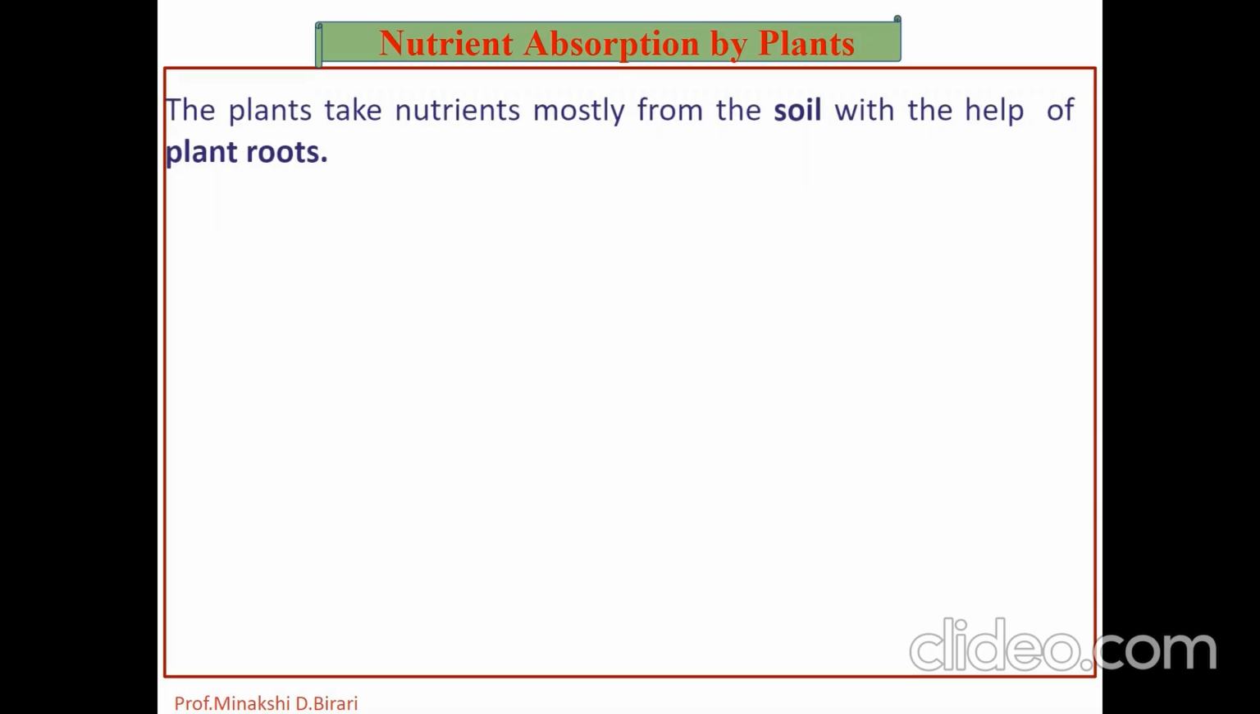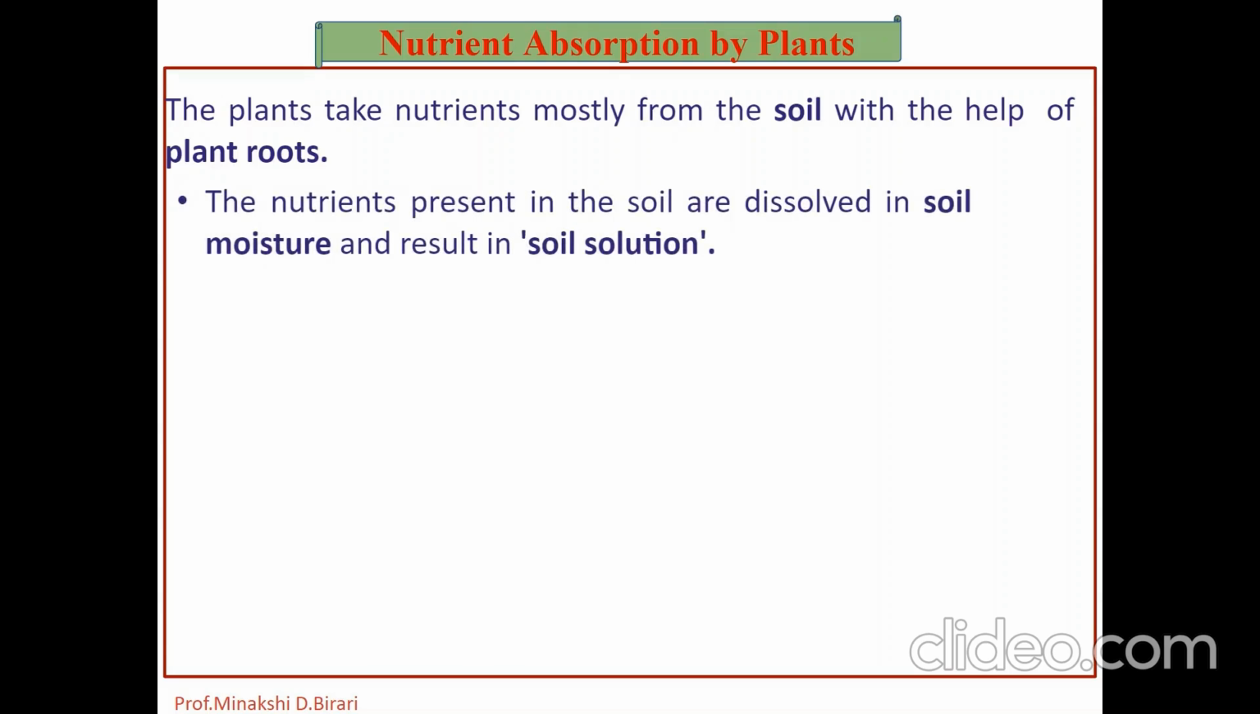The plants take nutrients mostly from the soil with the help of plant roots. The nutrients present in the soil are dissolved by soil moisture and it results in soil solution. So what is soil solution? The nutrients present in the soil are dissolved in soil moisture and it results in the formation of soil solution. The soil solution enters the roots and the nutrients also gain entry into plants.